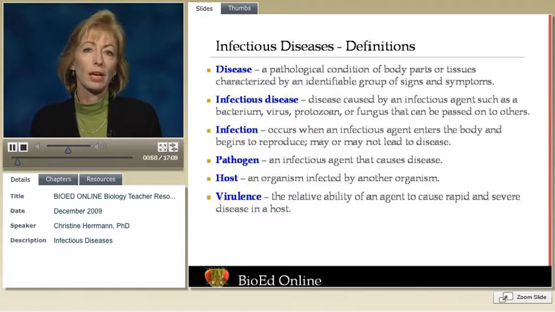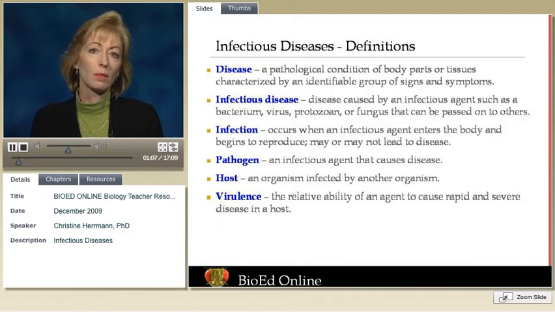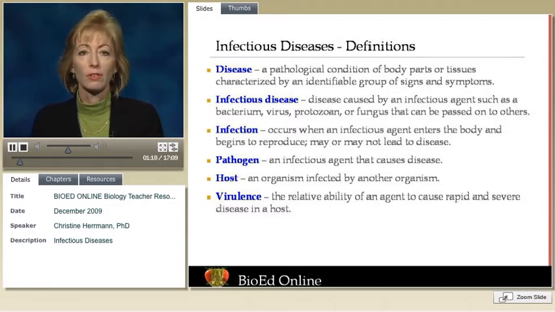When an infectious agent enters the body and begins to reproduce, an infection occurs. The infectious agent that causes disease is called a pathogen, and the organism that is invaded by an infectious agent is called the host. The ability of different pathogens to cause disease in a host varies. Agents that cause rapid and severe disease are said to be virulent.